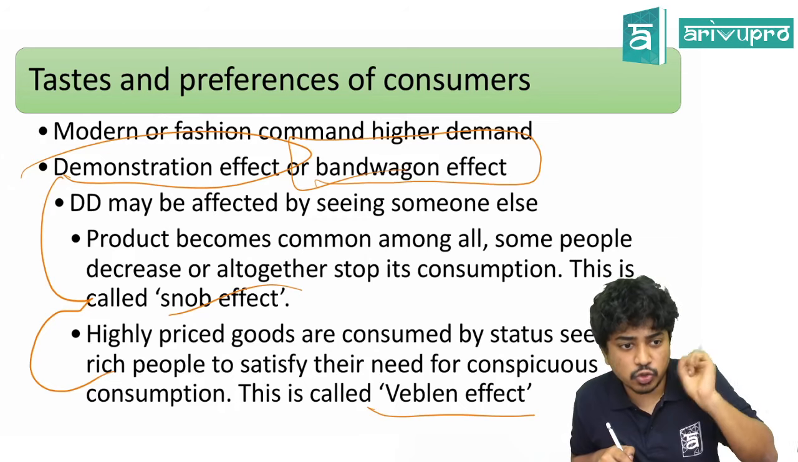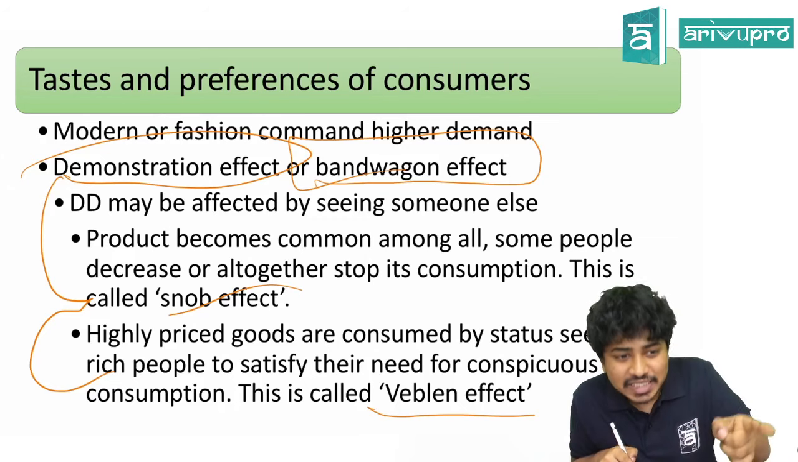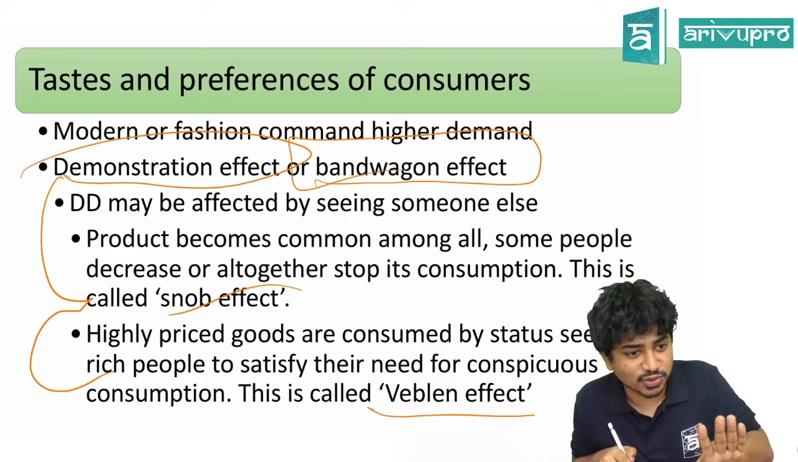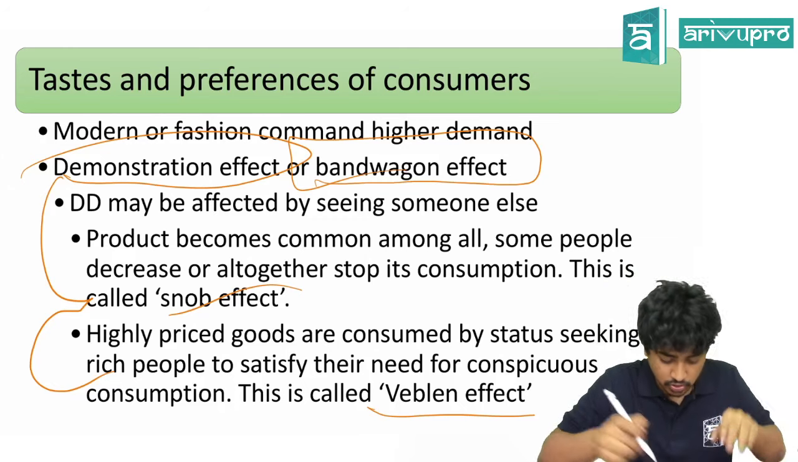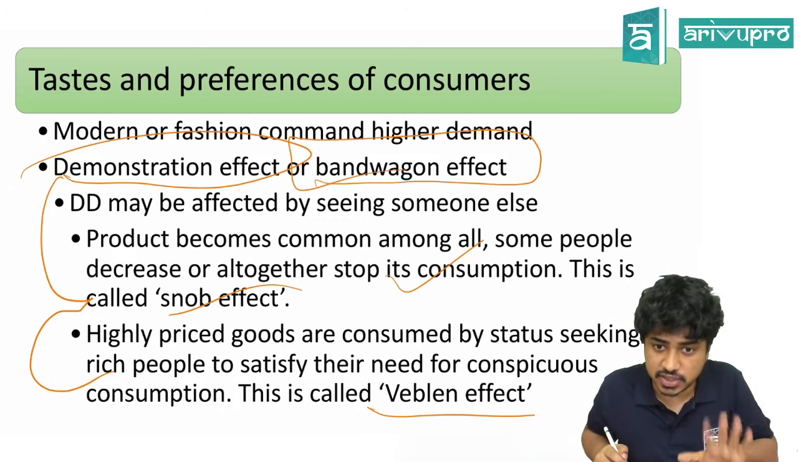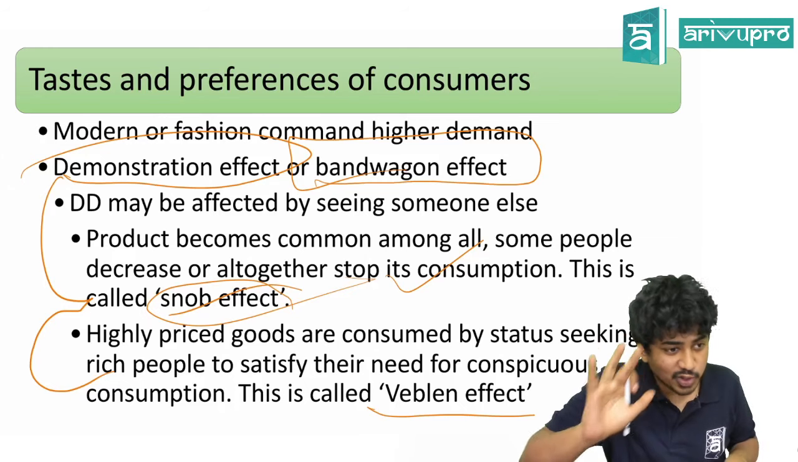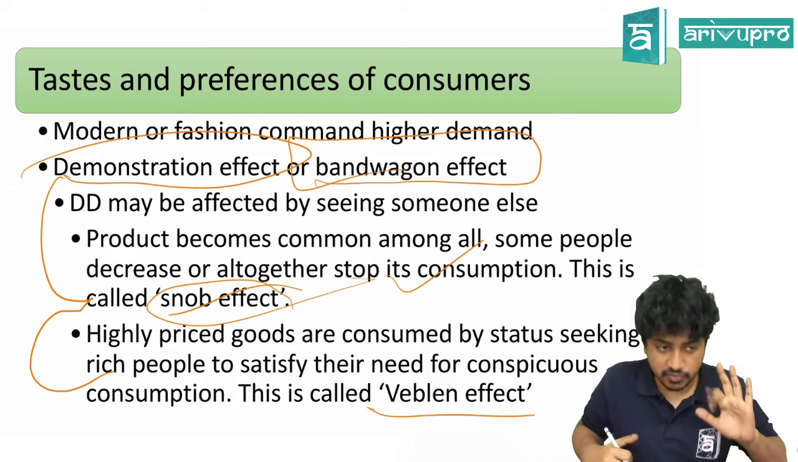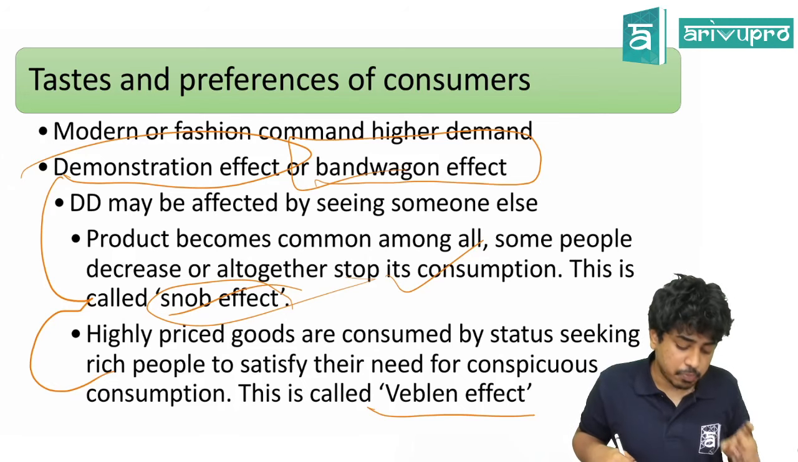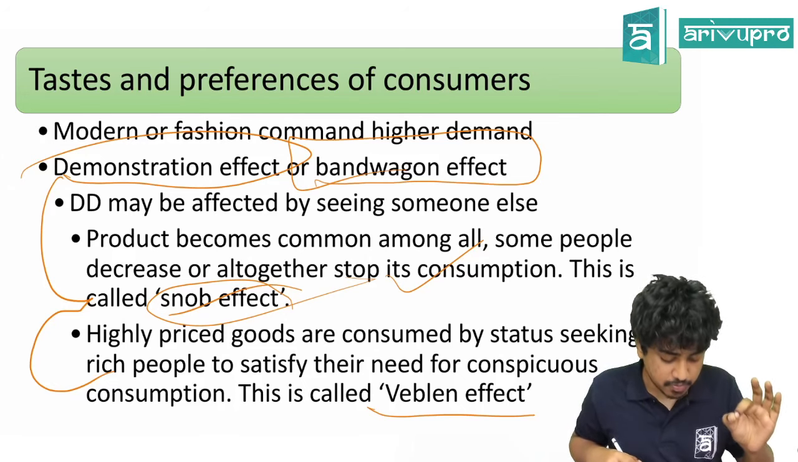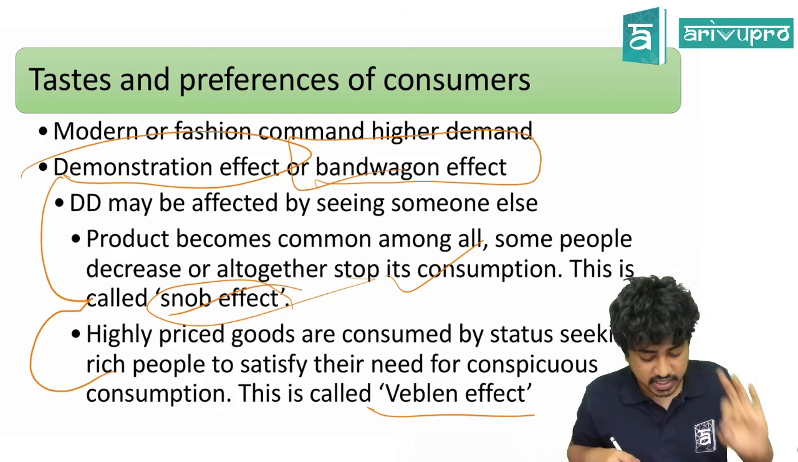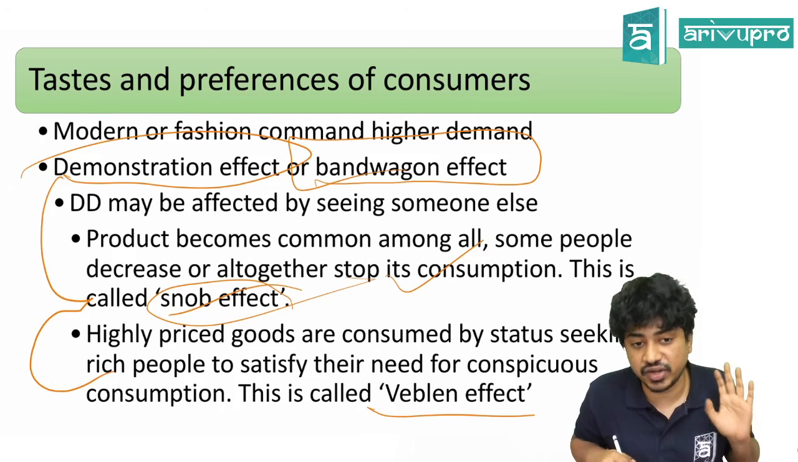When you see something, you might like it and want to do it. When you see something, you might not like it and not want to do it. There are two subdivisions. Snob effect: you see it, you don't like it, you do not want to do it. The product becomes so common that some people decrease or stop its consumption altogether. This is called the snob effect.